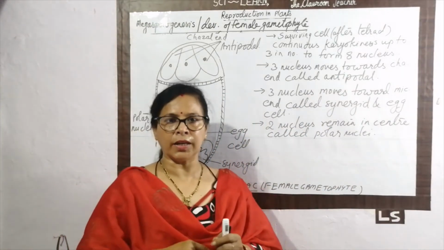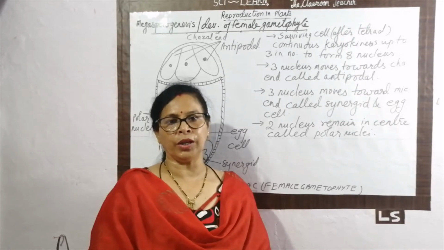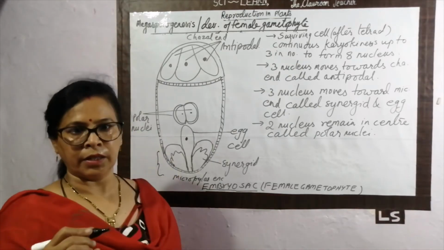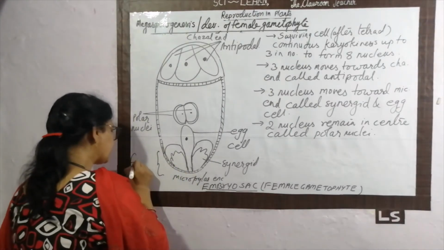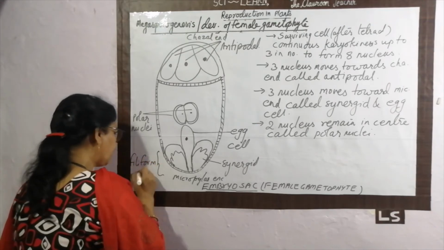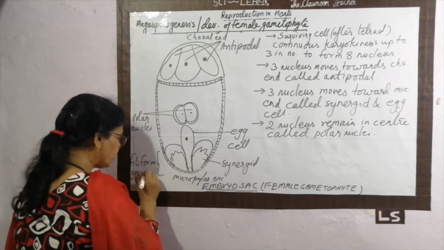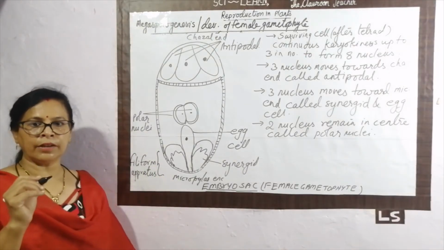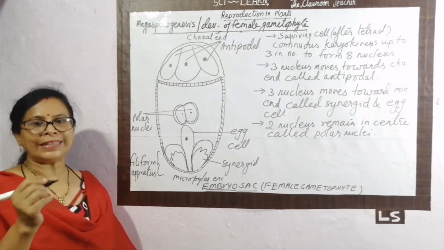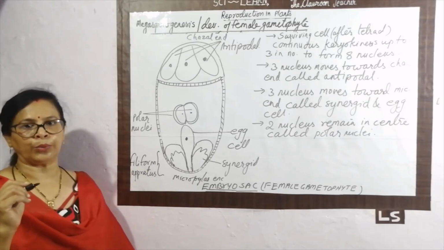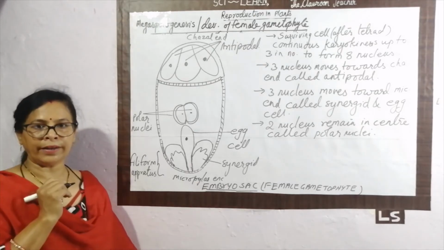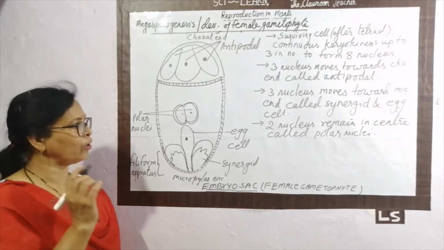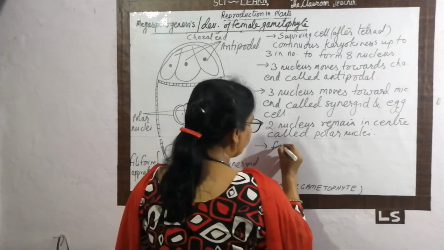So this is the condition after the division going on here. This area is called the filiform apparatus. Why is this called the filiform apparatus? Because it is active at the time of the pollen tube formation. This is the place which allows the pollen tube to get inserted inside the female nucleus. It is present in the micropylar end and it is a little bit thickened, swollen portion, and this is called the filiform apparatus.